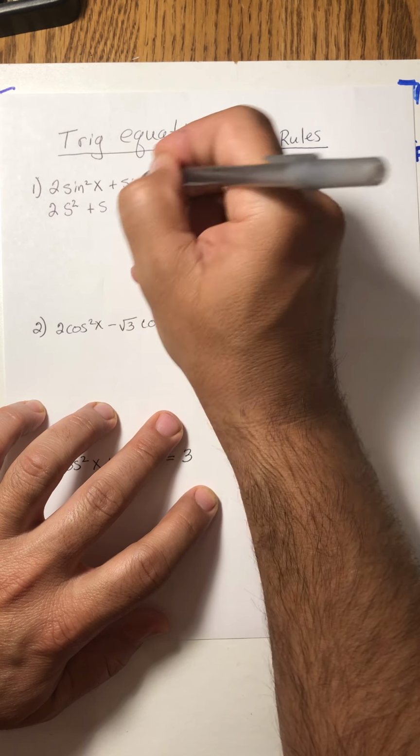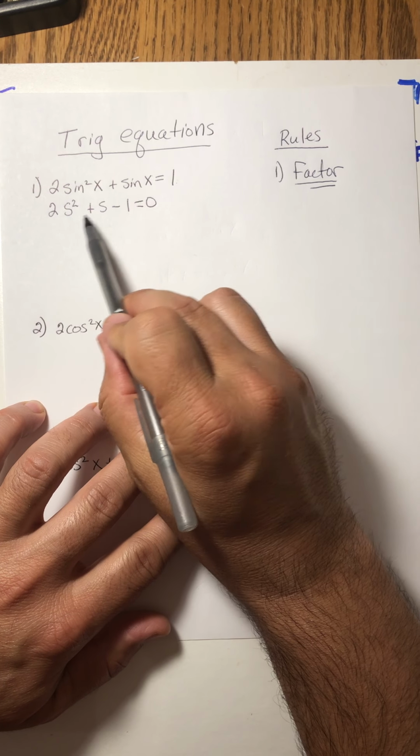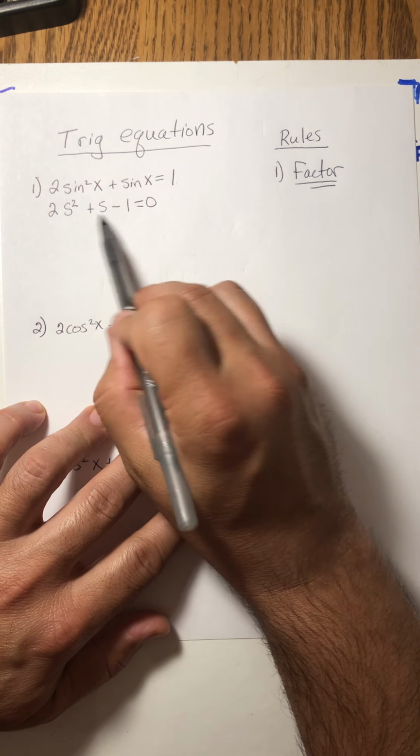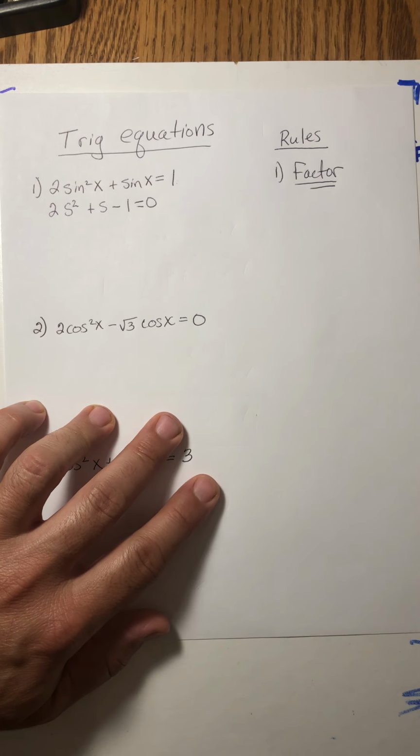Plus s minus 1 equals 0. That's a nice easy equation. You've seen that before hundreds of times. Now all I have to do is factor that. Just remember, s stands for sine squared of x.